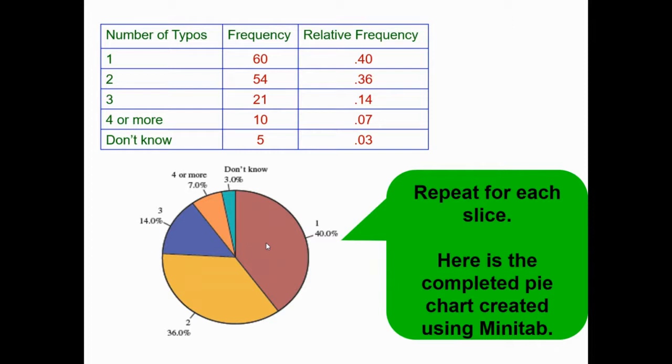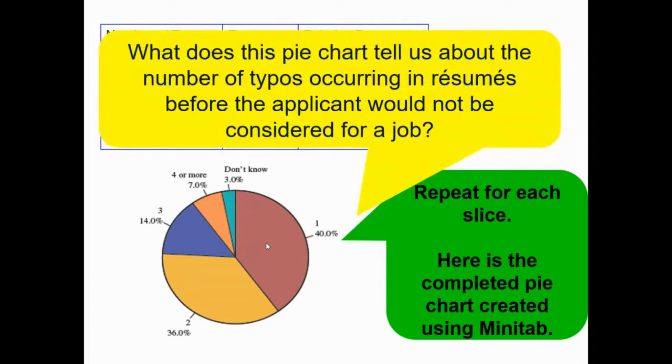Does anyone need more time to draw the pie chart? Okay, let's go on to section 3.2. That was all of 3.1. I forgot this question first: what does this pie chart tell us about the number of typos occurring in resumes before the applicant's not considered? What's the main number of typos they'll take before throwing it out? 1 and 2 typos. After 1 and 2 typos, most of them get thrown out.